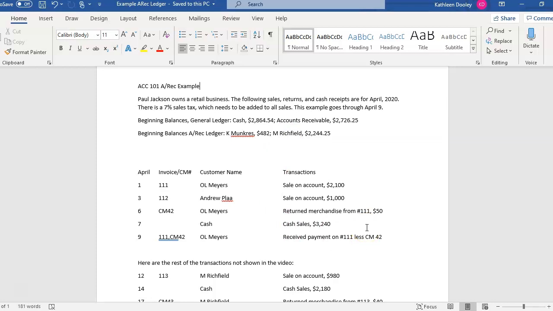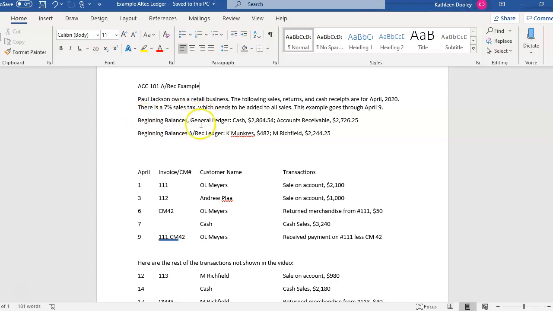So let's get started. Here it says that Paul Jackson owns a retail business. The following sales returns and cash receipts are for April of 2020. There's a 7% sales tax, which needs to be added to all sales, regardless of whether it's sales on account or cash sales. Sales tax has to be computed on all sales. This example again goes through April 9th.